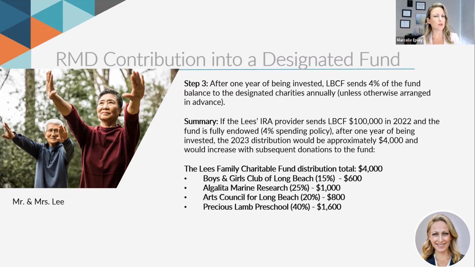They do need to provide us with a percentage amount. And that's something they want to think about. It looks like Precious Lamb is their favorite, followed by Algalita Marine Research. They've got some Long Beach-based organizations here. And when that distribution comes to us at $4,000, it's an estimate.